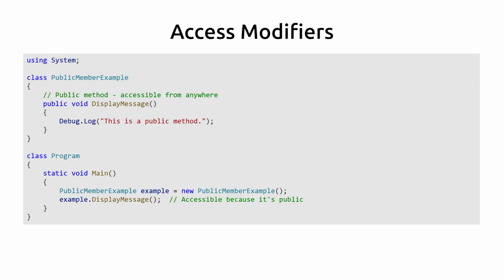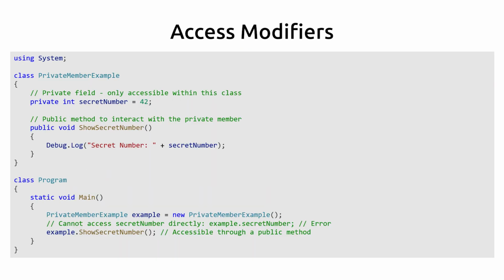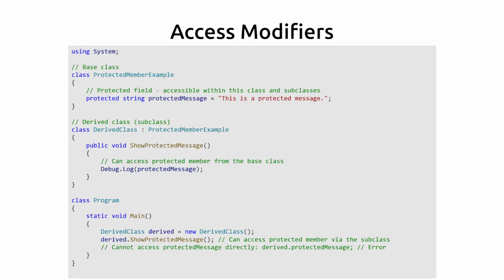A public member is accessible from anywhere in the program. A private member is only accessible within the class in which it is defined. It cannot be accessed by subclasses or other classes. A protected member is accessible within its class and by any derived classes, subclasses.